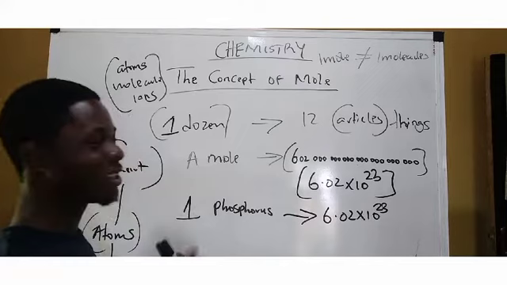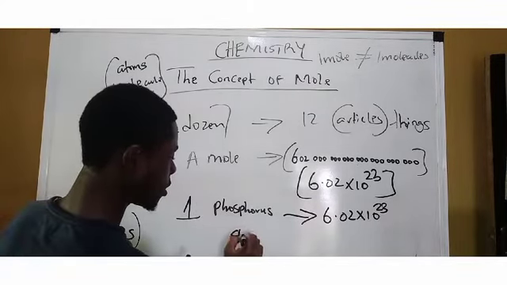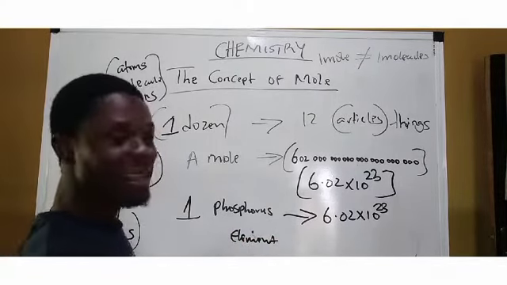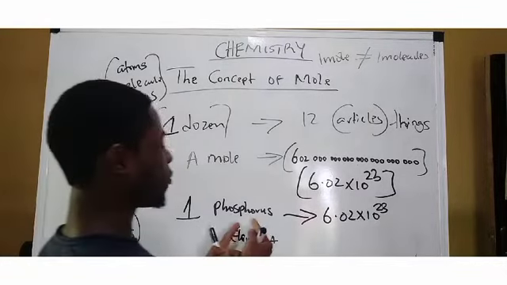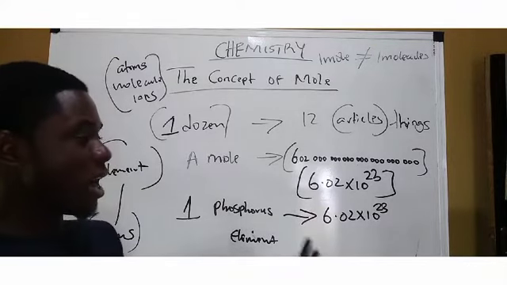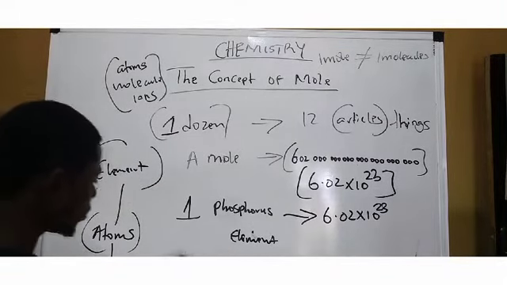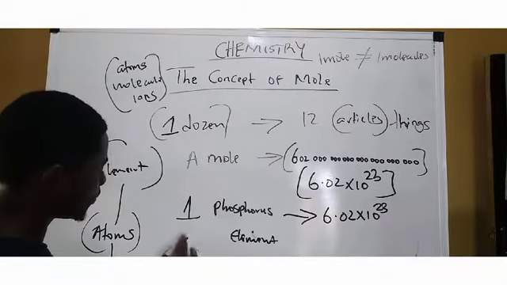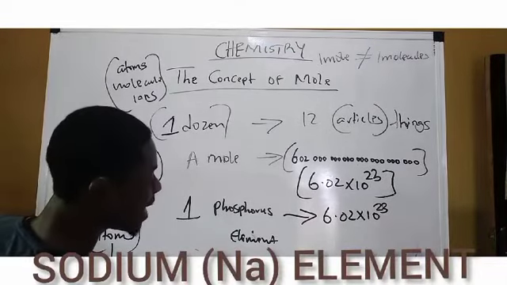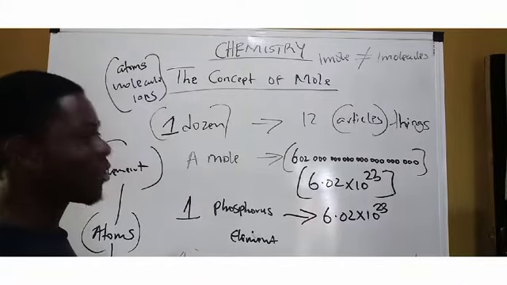The same thing is applicable here, but now what we are measuring is the particles of this element. This is the phosphorus element. The 1 mole of this contains these particles of phosphorus, which are the atoms. So atoms of phosphorus coming together in this amount gives us a mole of phosphorus. Looking at it again with another element, let's say 1 mole of sodium element contains this amount of particles.